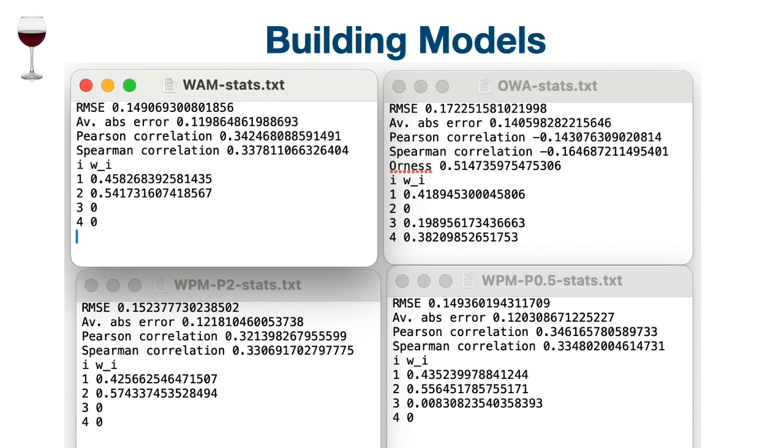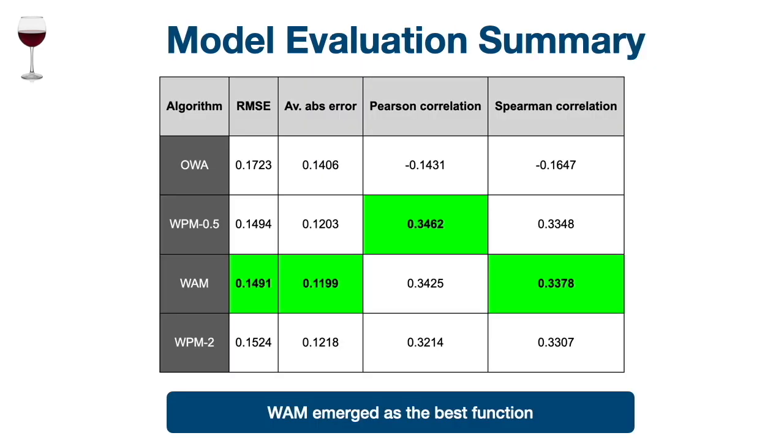Each file contains metrics like RMSE, average absolute error, Pearson correlation, Spearman correlation, and weight of each model. For better understanding, these metrics are tabulated for comparison. We can observe that the weighted arithmetic mean has outperformed all the other 3 models by giving least errors and good correlation. Therefore, weighted arithmetic mean is selected as the best model for further analysis.